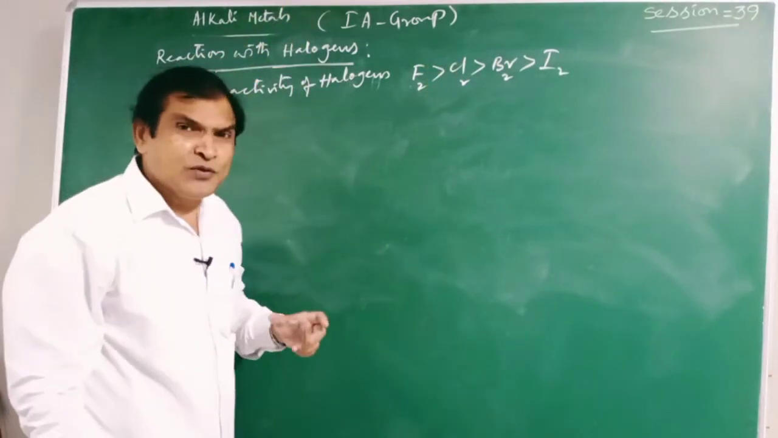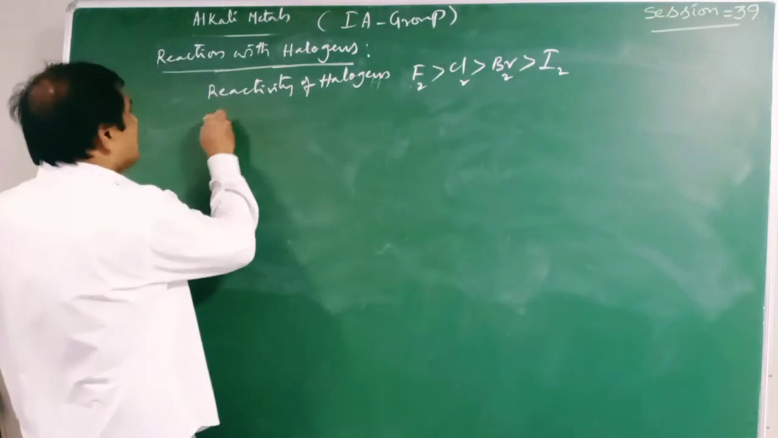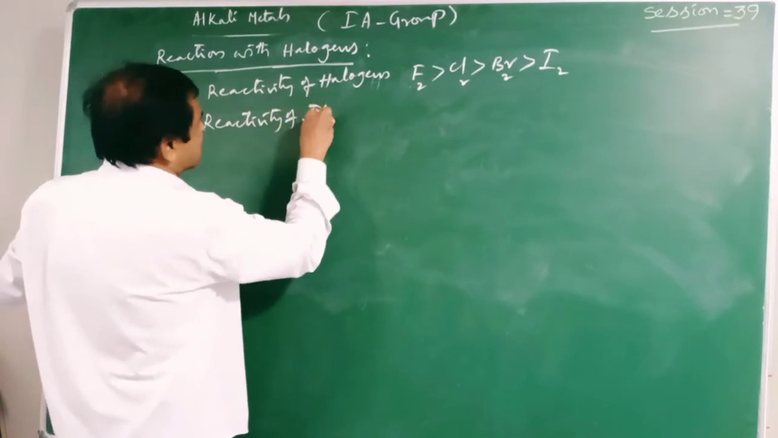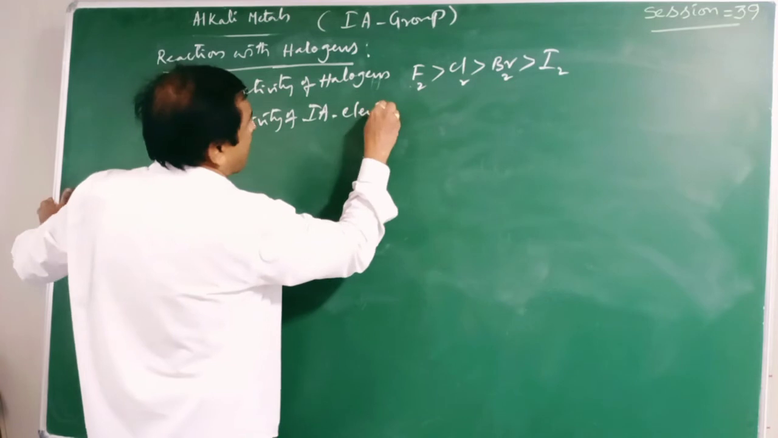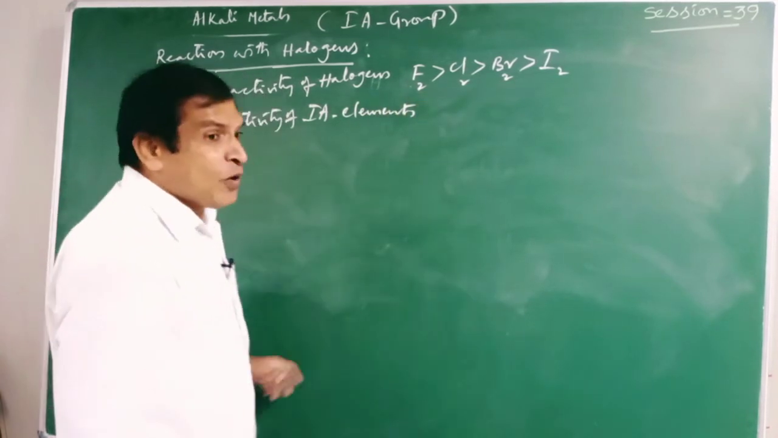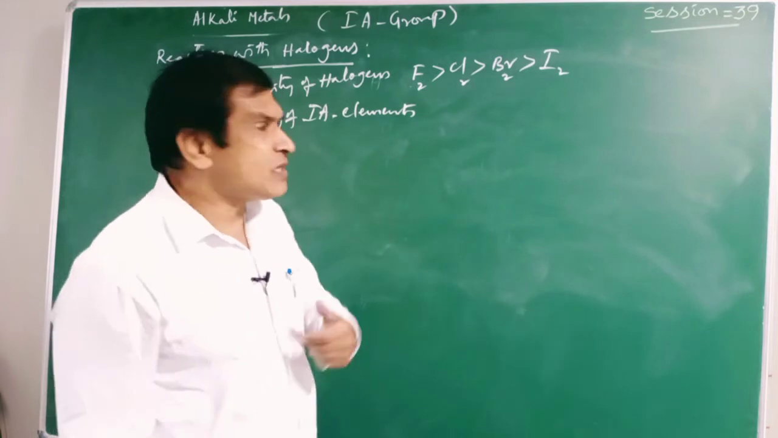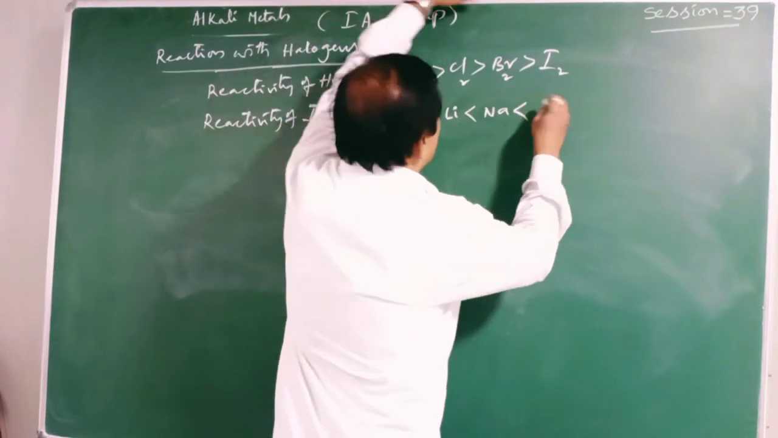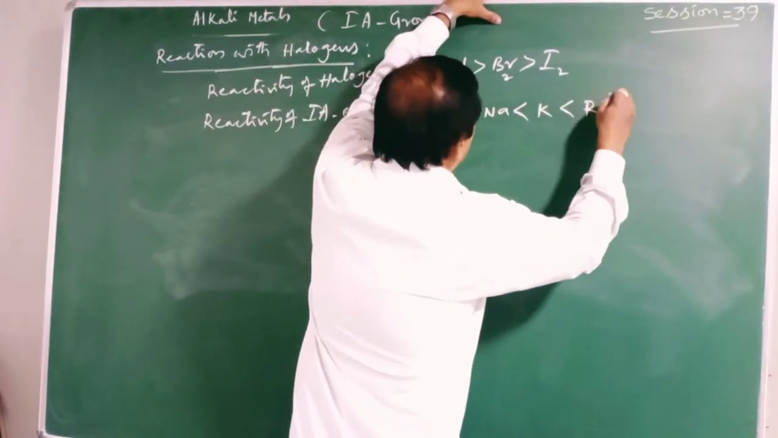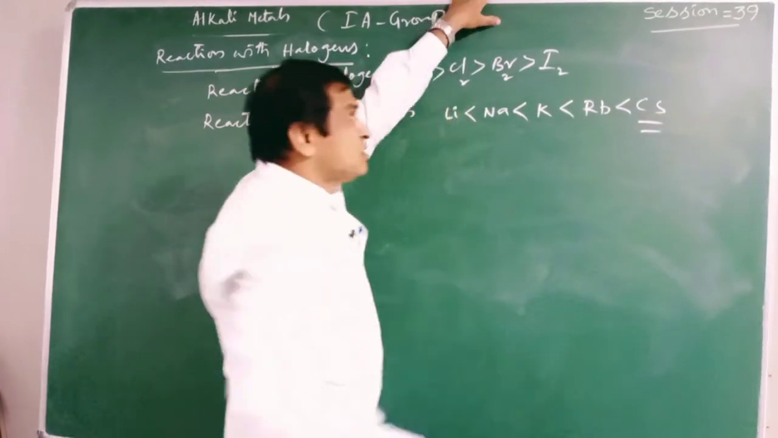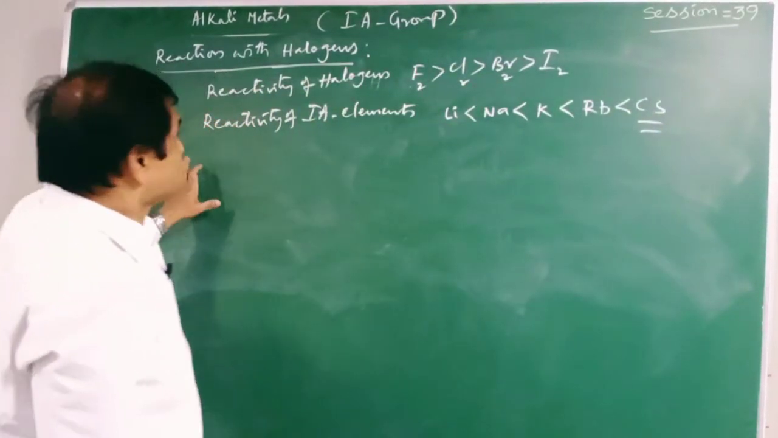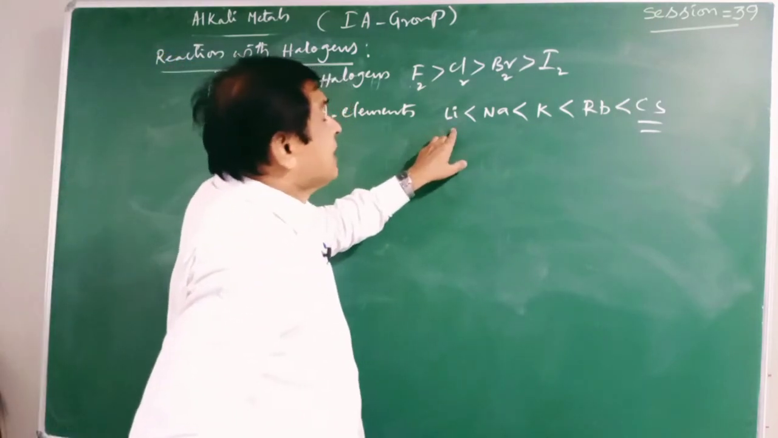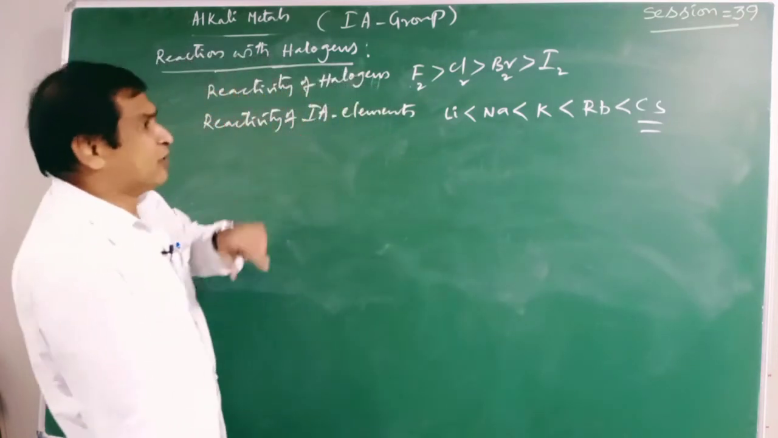What is the reactivity of alkali metals, the 1A group elements? From top to bottom, the reactivity of 1A group elements increases. That means lithium is less than sodium, sodium less than potassium, potassium less than rubidium, rubidium less than cesium. That means cesium is vigorously reactive. This is the reactivity of halogens, and this is the reactivity of the alkali metals with a particular halogen.